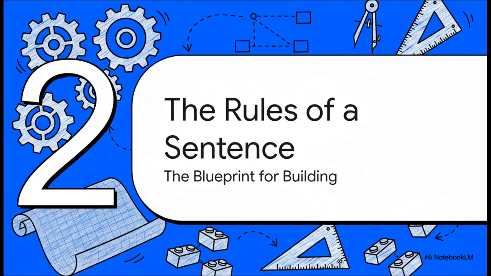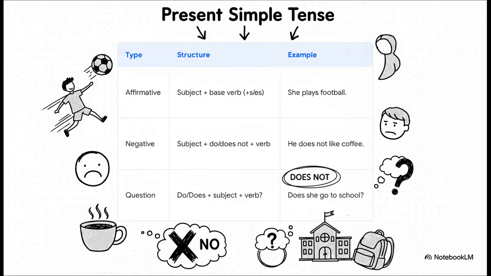Okay, so now that we know what it's for, let's look at how to build it. Think of it like a blueprint. Every good sentence has a solid structure, and once you know that blueprint, putting the pieces together is actually pretty easy. So here's the breakdown of the three main ways you'll use this. For a positive statement, it's super simple. Just the subject and the verb, like I play football. Easy. But when you want to make it negative or ask a question, English brings in these little helper verbs, do or does. So you'd say, he does not like coffee, see? And for a question, that helper just jumps to the front. Does she go to school? It's a really clear pattern once you see it.